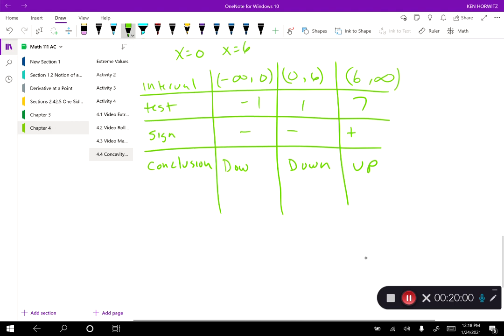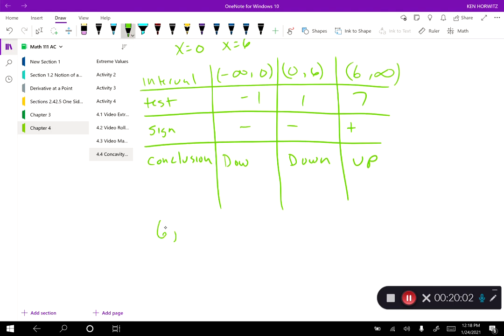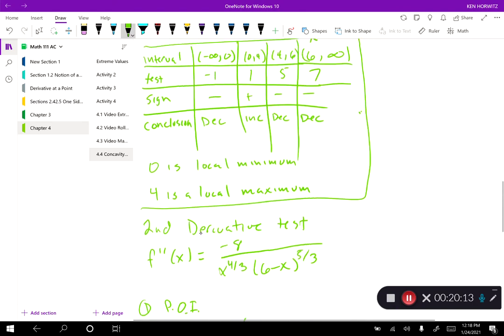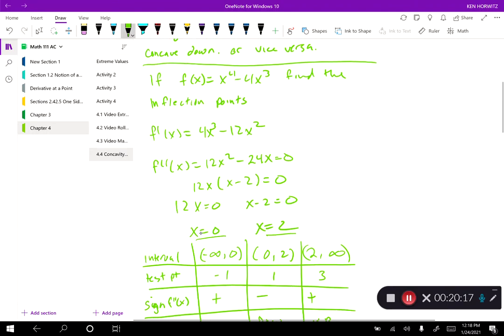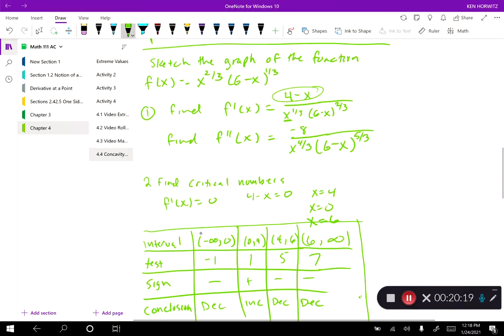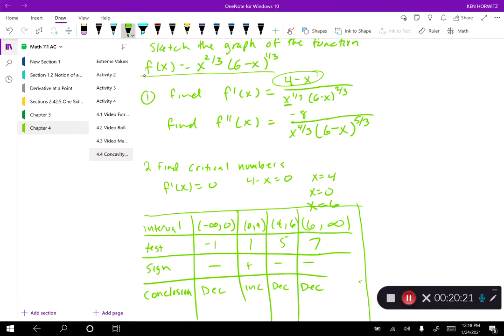But 6 is an x value that will be a possible point of inflection. Now you get the y value by plugging into the original function. So let's scroll up for just a second. Let's see if we can find that original function again. It's been a while. That's not it. Here it is. Here's our original function.